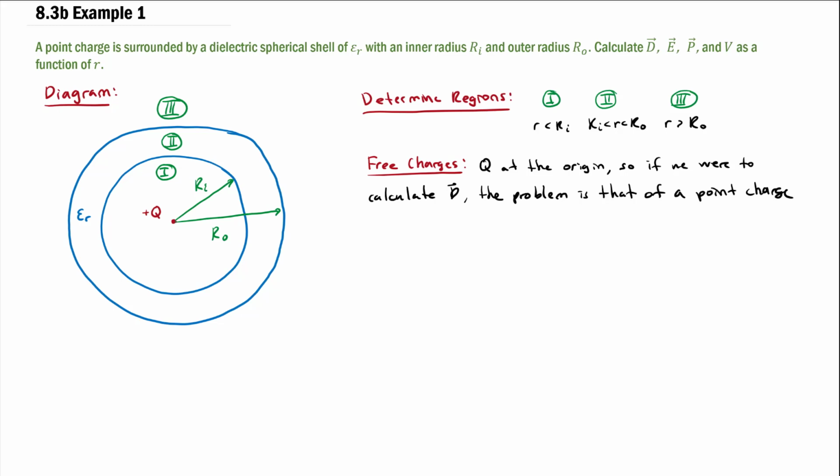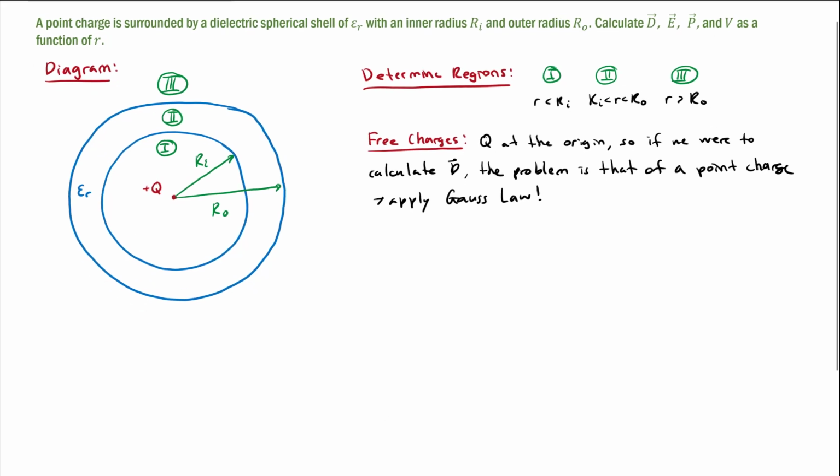Okay, so just to recap, we are told that there is a point charge. It's surrounded by a dielectric spherical shell. So the first thing we want to calculate is D. And if we want to calculate D, we can apply Gauss' law. And that's also confirmed because we have a point charge problem. So let's apply Gauss' law. The next thing we do, using this knowledge, is analyze the different regions and find all of the values that we were asked to find.